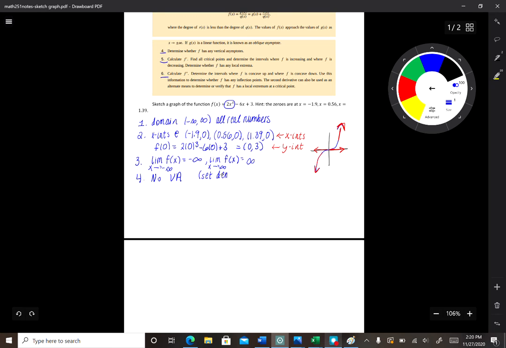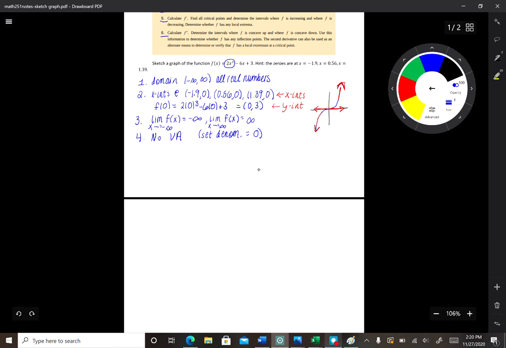Set the denominator equal to 0. Wherever our denominator is equal to 0, those are the x values where we have vertical asymptotes. Okay, now we need f prime and f double prime to find all of the other interesting things about our function. So to find f prime, I can just use the power rule here.